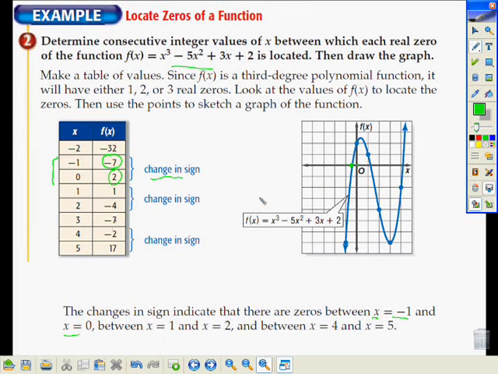And then again, it's happening here between positive 1 and 2. I'm moving from positive 1 here to a negative 4 here. I have to cross a 0 somewhere between x's 1 and 2. Again, down here, it's changing from negative to positive, so I have to be crossing a 0 somewhere between 4 and 5. So it helps us to locate the zeros without really finding exactly where they are.